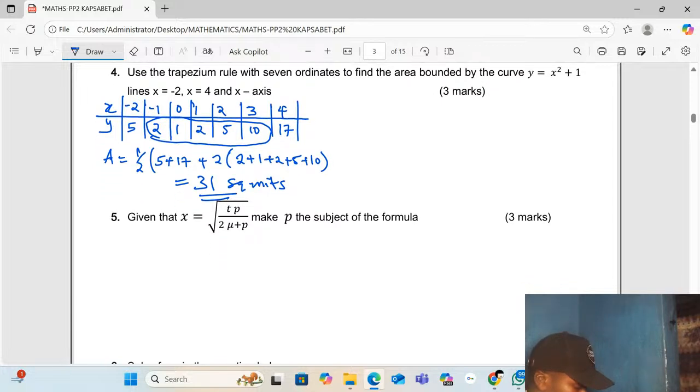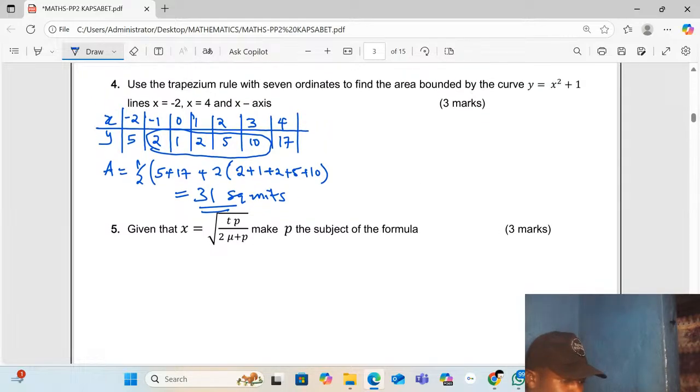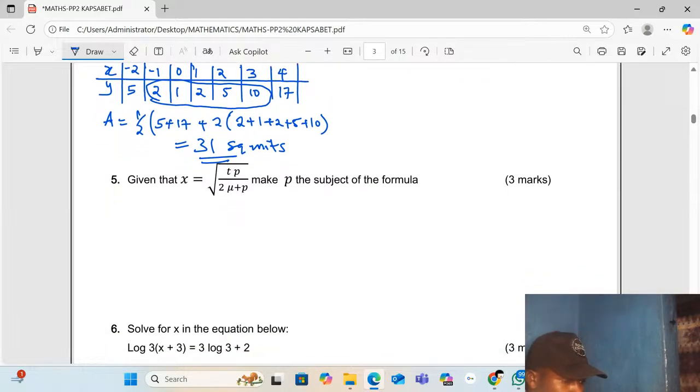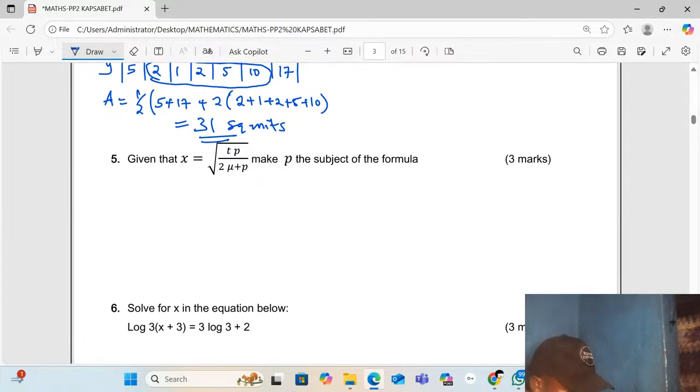And then we get our 3 marks. Then number 5, it is a question where you want us to find the value of p. So we make p the subject of the formula.